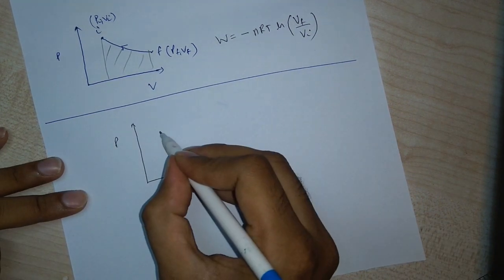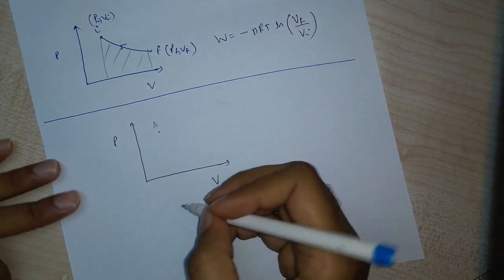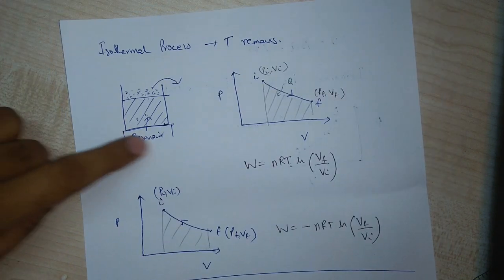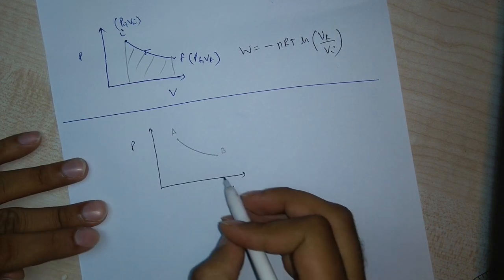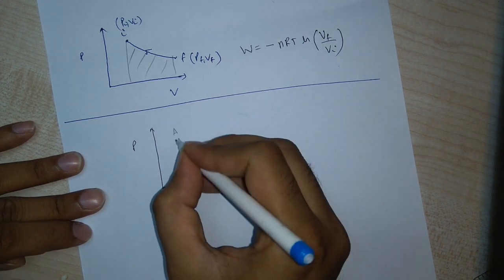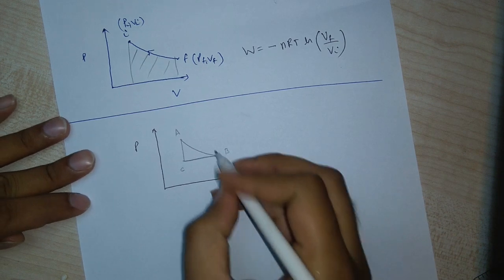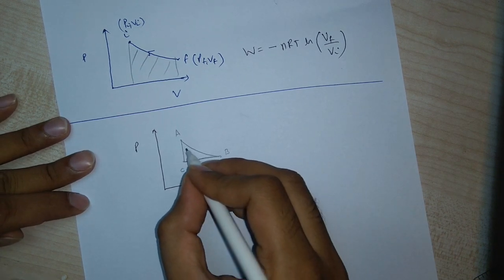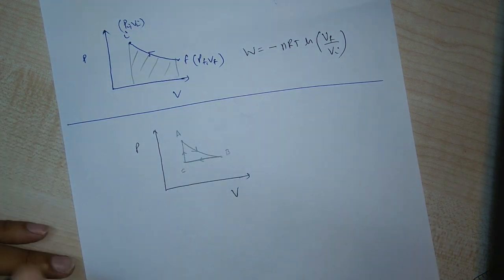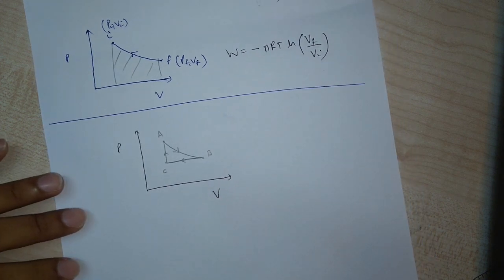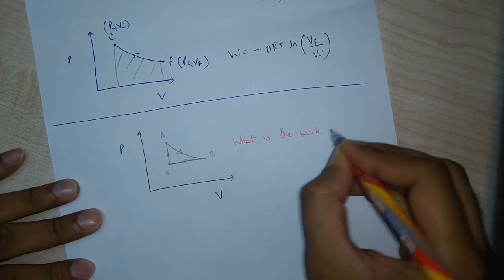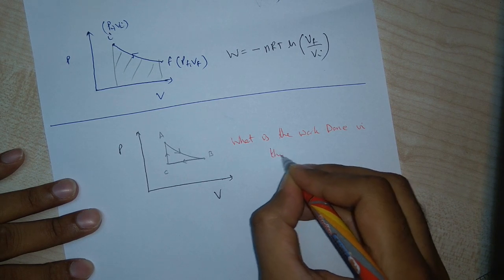Let's say the state of a gas is at point A. The gas goes from point A to point B in an isothermal fashion, just as we have studied here. Then it goes from B to C in a straight line, and then it again goes from C to A. So this is how the gas moves: from A to B, B to C, and C to A. Now the question is, what is the work done in this process?